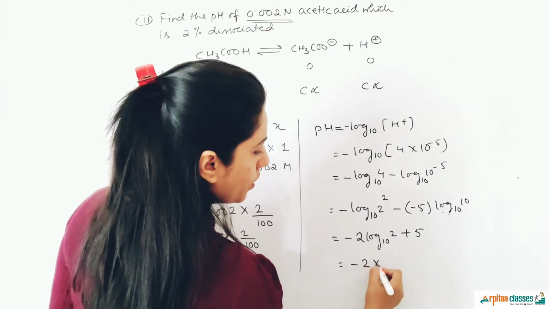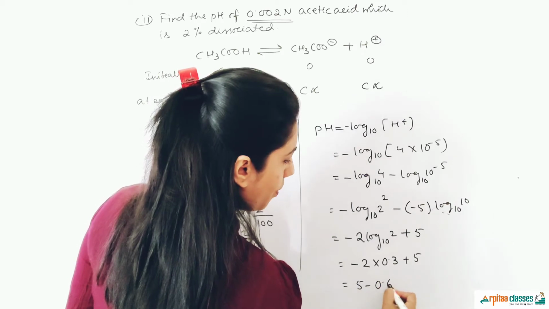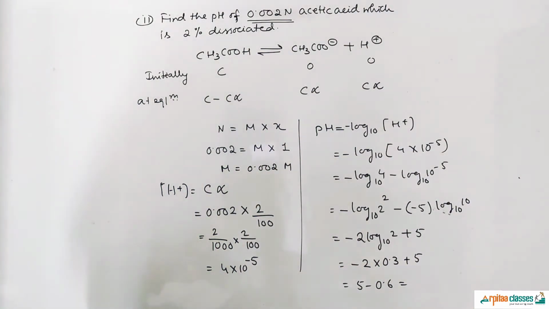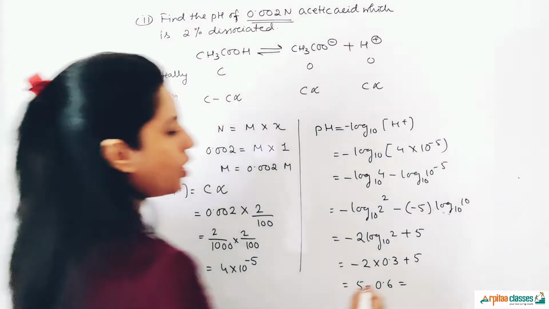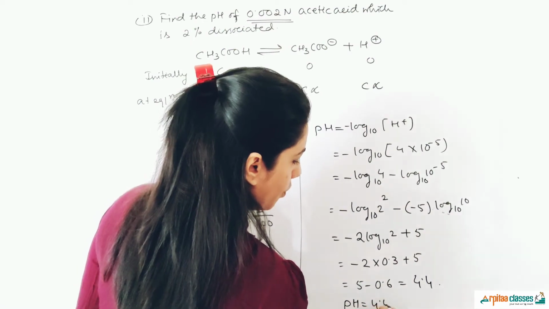This is minus 2 into log 2, which is 0.3, plus 5. So it is 5 minus 0.6. The value is coming 5 minus 0.6. So 5 minus 0.6 is your 4.4. So pH of this solution is coming 4.4.